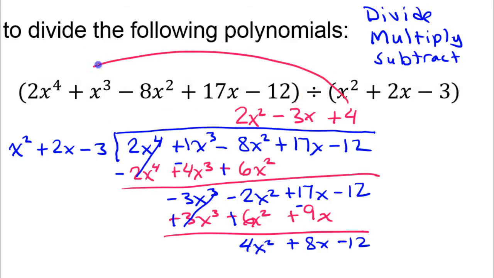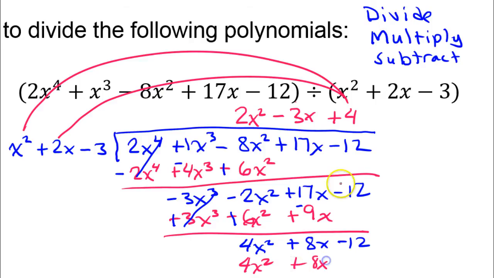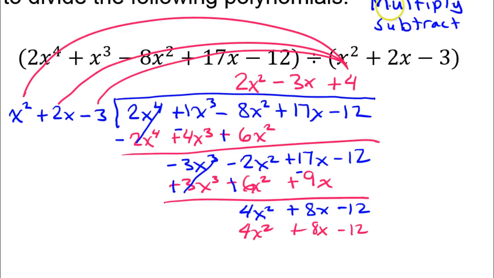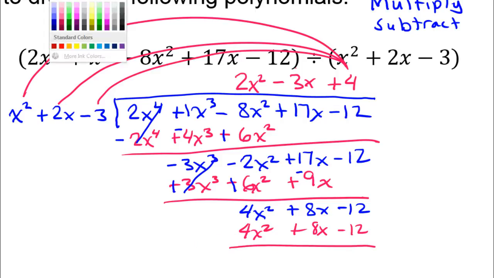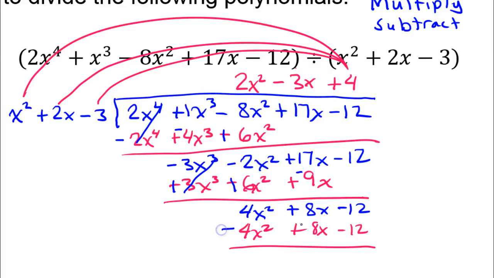Okay, so I'm going to take my 4 and I'm going to multiply. 4 times x squared is 4x squared. 4 times 2x is 8x. And 4 times negative 3 is negative 12. Okay, so I divided, I multiplied. Now it is time to subtract. We subtract one more time by changing the signs. Now these happen to all be opposites, so everything cancels out.